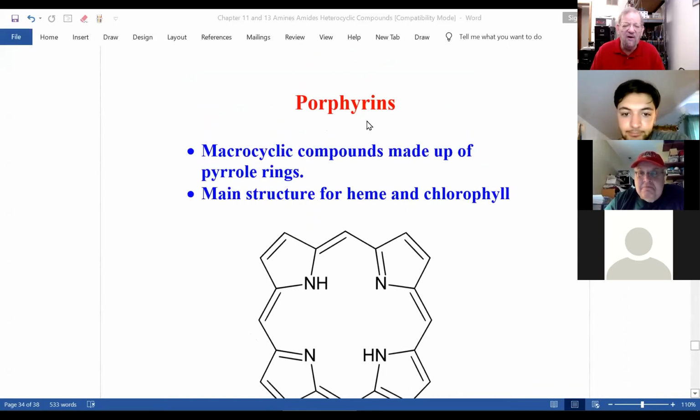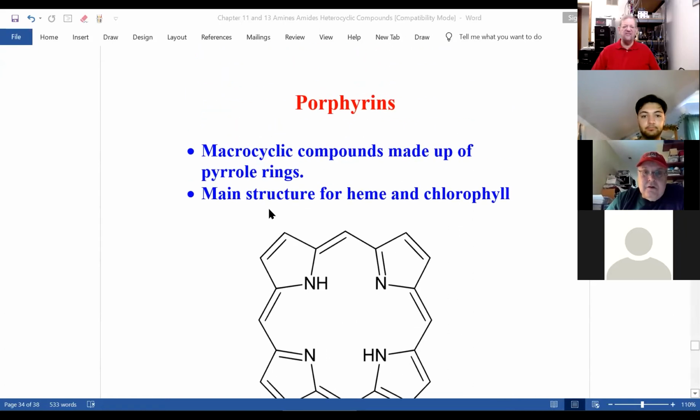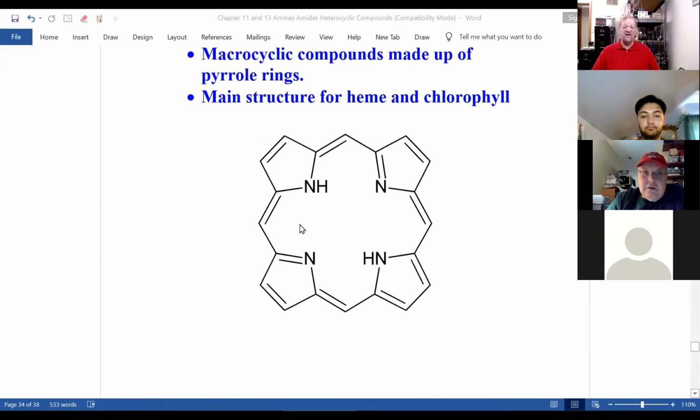But anyways, porphyrins are macrocyclic compounds. Macro means huge, gigantic cyclic rings that are made up of pyrrole rings. You look here, here's one pyrrole ring, here's another, here's a third, here's a fourth. And we call that type of ring a porphyrin. Now, you can find porphyrins in two important types of compounds. One is heme, as in hemoglobin, and the other is chlorophyll.